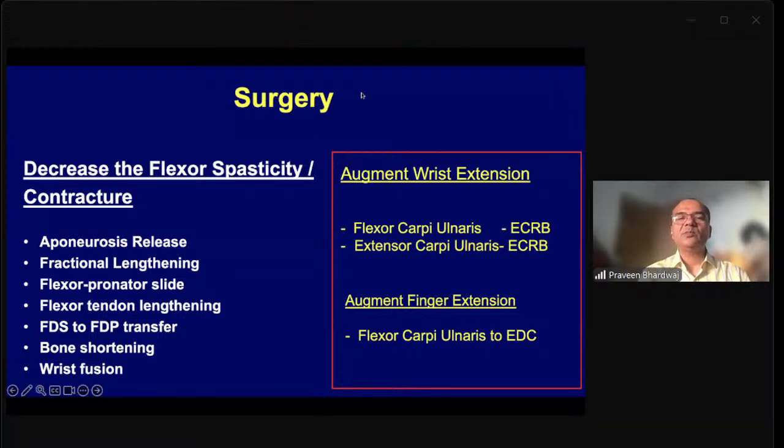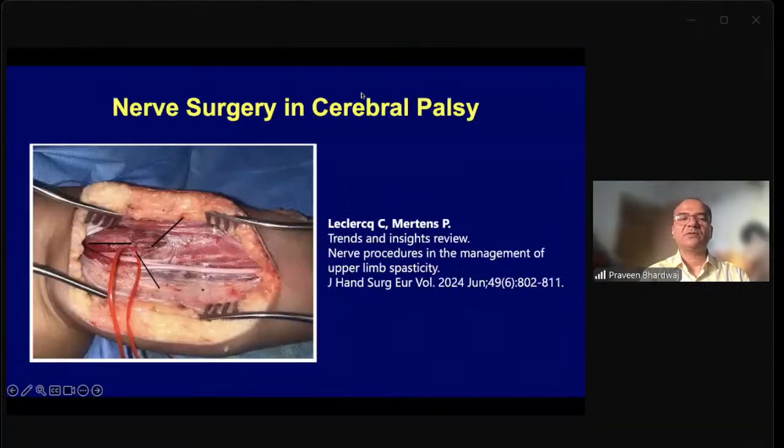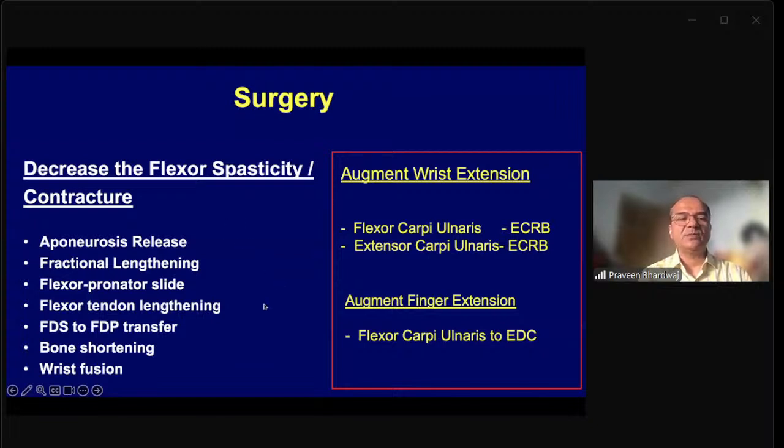Now, when you are talking about the surgeries in spastic upper limbs, basically you are trying to reduce the spasticity or tightness of the spastic muscles and to release the contractures. And you want to augment the weak extensors, which are generally the wrist extensors.